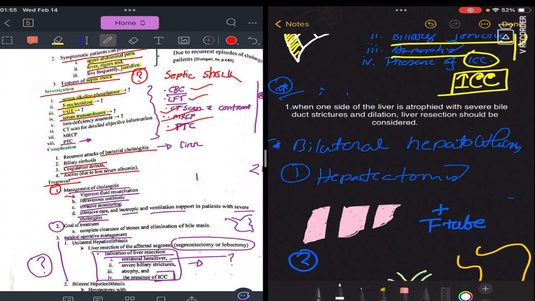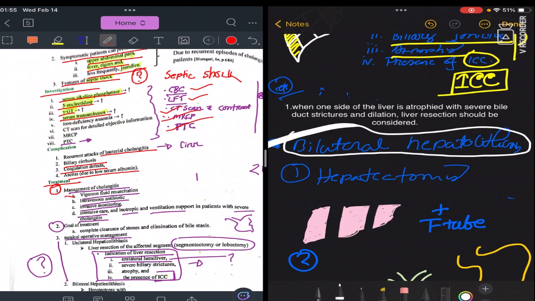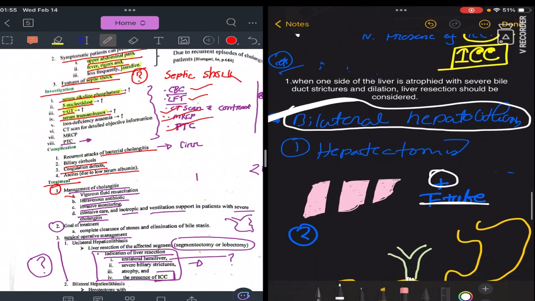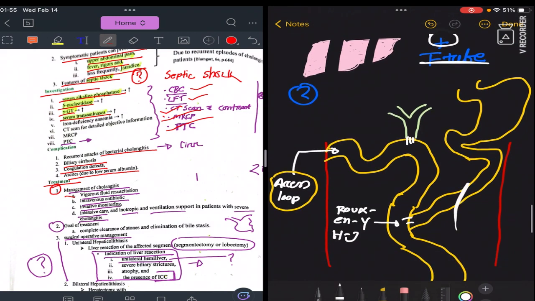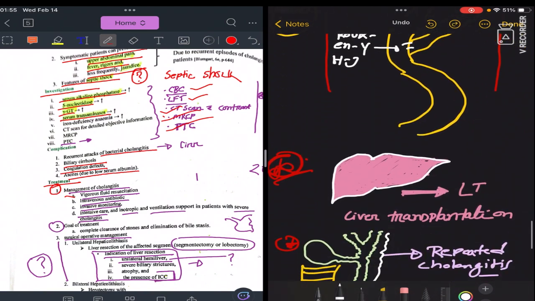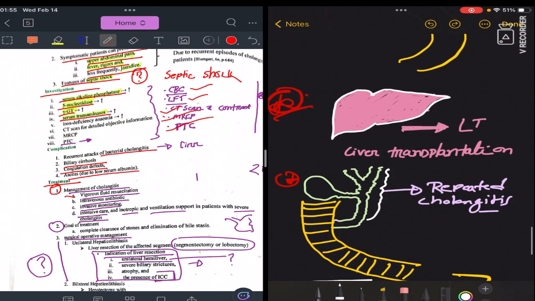Bilateral hepatolithiasis: bilateral hepatectomy. Previously we have discussed the unilateral hepatectomy. Bilateral hepatectomy, and we can go for hepatectomy plus T-tube, and we can also go for access loop provision for the removal of the stone, and hepatojejunostomy. And we can go for liver transplantation.